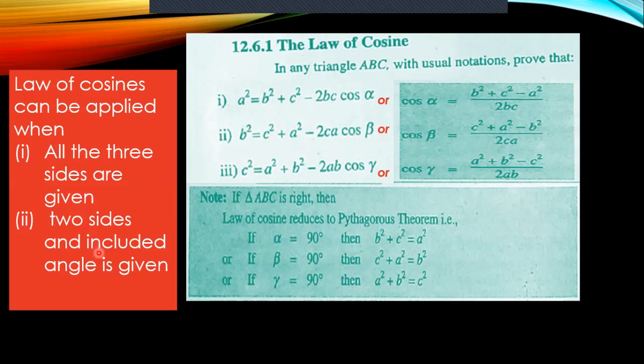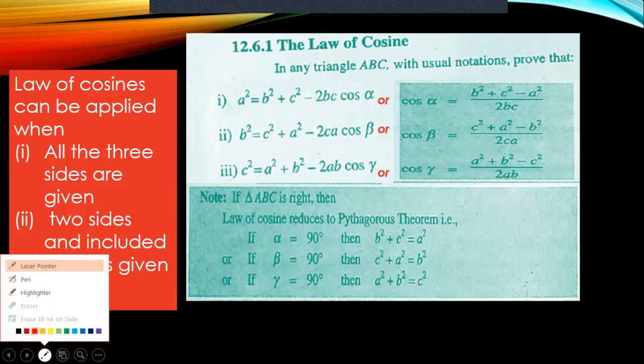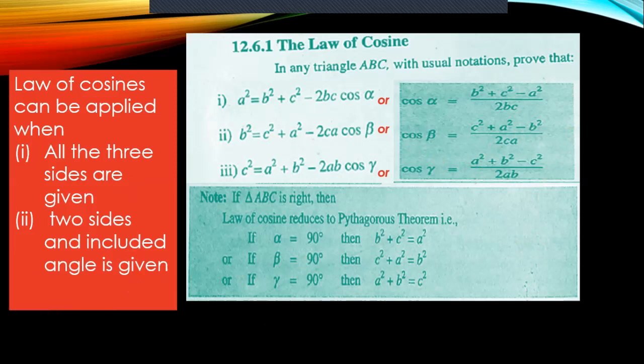And number two, when two sides and the included angle are given. Now, what do you mean by this included angle? Again, I need to show what you mean by this included angle. You have seen the opposite angle. Now we need to see what an included angle is. I need to tell you. Again, I am going to take a triangle.